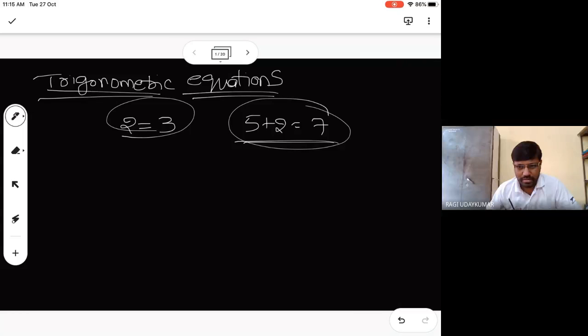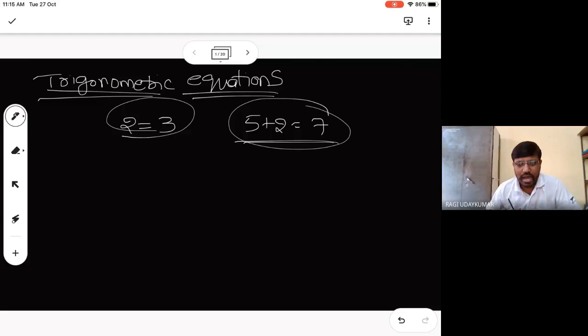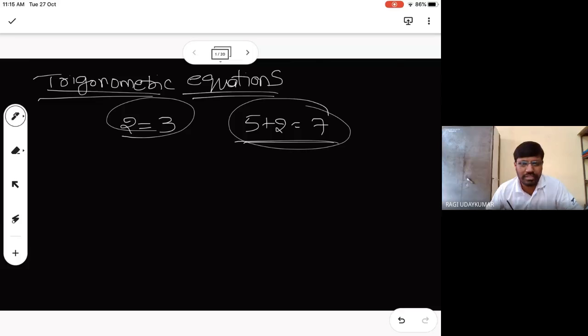I told you the exact definition of the equation. If you want, in your class 10th I gave you the notes. Okay, once again I will revise it. Don't worry. Before defining the equation, this is not an equation: 5 plus 2 equal to 7. It's a statement.